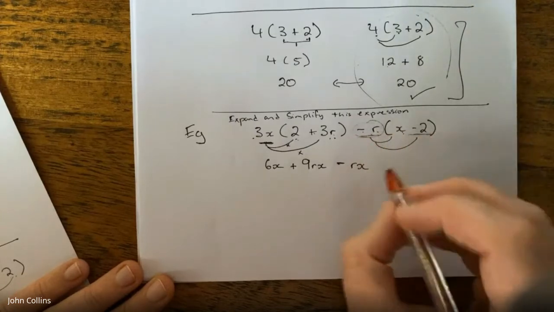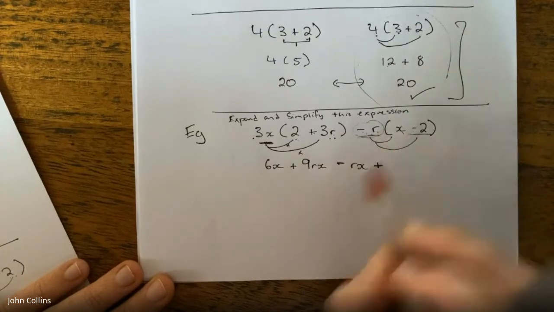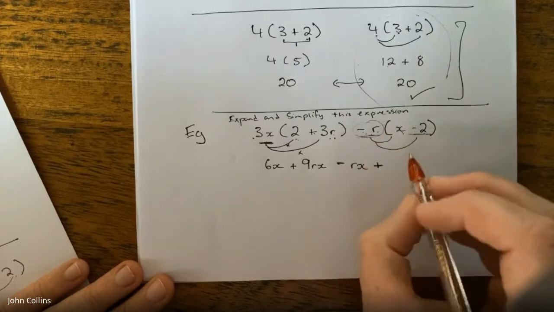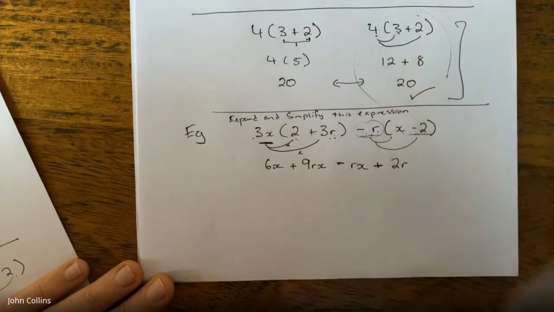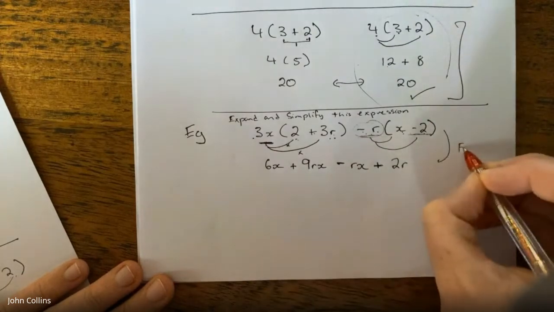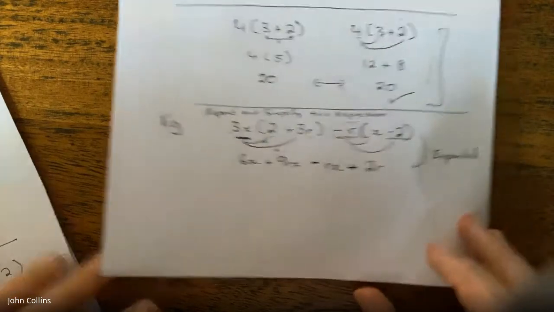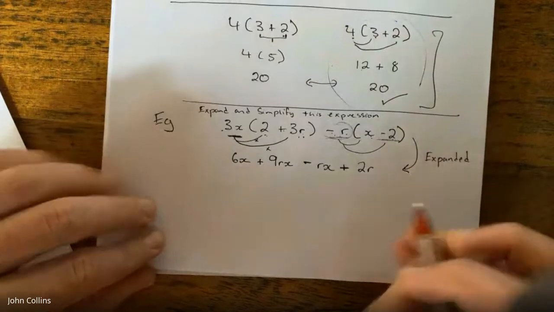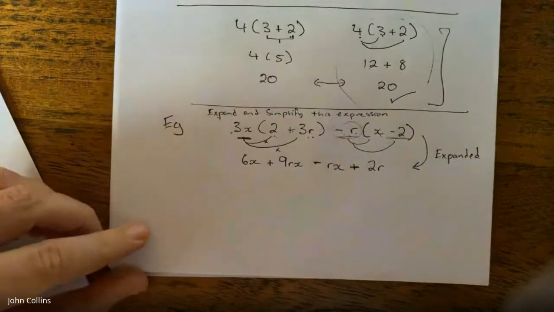And negative times a negative, I can put that sign in first. It's a positive, so hopefully we all know that. And r times 2 is 2r. Okay, so that's all my expanding done. That's expanded. Awesome. Oops, that's off screen slightly. But it's not simplified yet, so I've done the expanding part. Now I need to do the simplifying. So simplifying is adding any like terms together.